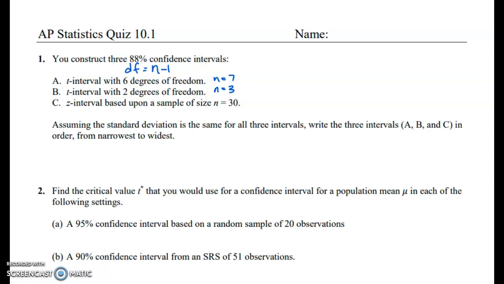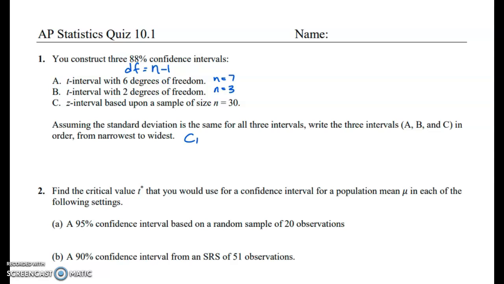It says, assuming the standard deviation is the same for all three intervals, write the intervals in order from narrowest to widest. The most narrow is going to be letter C. The Z interval is always going to be a little bit more narrow because that critical value is going to be the smallest. That has to do with the area in the tails of the two curves. There's a Z normal curve, and then there's a T distribution. T's always have fatter tails, and therefore the T critical values are going to be a bit larger.